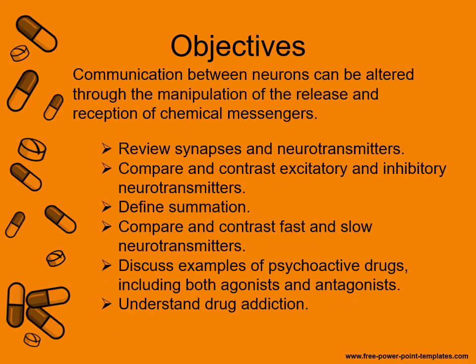All right. Hopefully we feel like we have met our objectives for the day. We reviewed synapses and neurotransmitters. We compared and contrasted excitatory and inhibitory neurotransmitters. We talked about summation. We looked at fast and slow neurotransmitters. Those slow neurotransmitters are sometimes also called neuromodulators. And instead of opening ion channels, they actually change the number of neurotransmitter receptors on those postsynaptic cells.